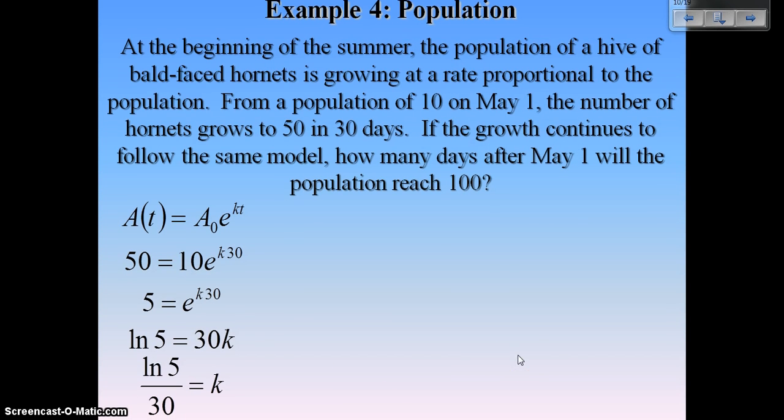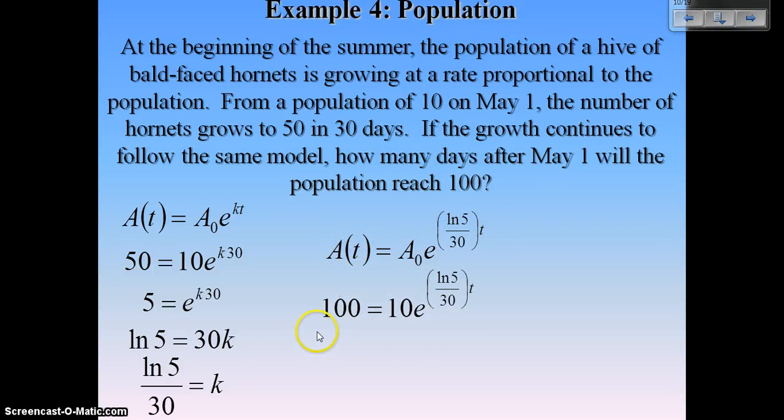Now, if you would prefer to write that as a decimal, that's perfectly fine. I'm going to leave it in an exact form as we go, but if you want to make it a decimal, no problem. Go ahead and do so. So let's take that and plug it back into the equation right here. Now the problem says, how many days is it going to take to reach 100? So I'll go back to my original starting amount of 10, and this time I want to reach 100.